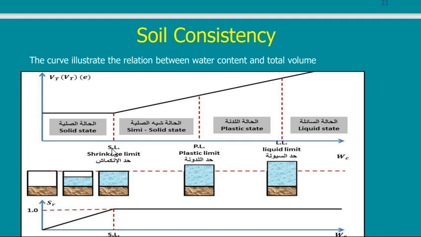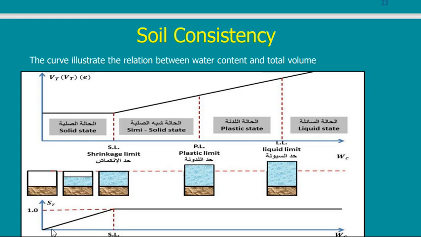In the shrinkage limit, let's start before the shrinkage limit. I have a sample of clay that is very dry with no water. I start to pour water. When I pour water on this sample, the volume of the sample starts to increase because water comes inside the clay. So the total volume increases. You add water and the volume increases. Add water and the volume increases.